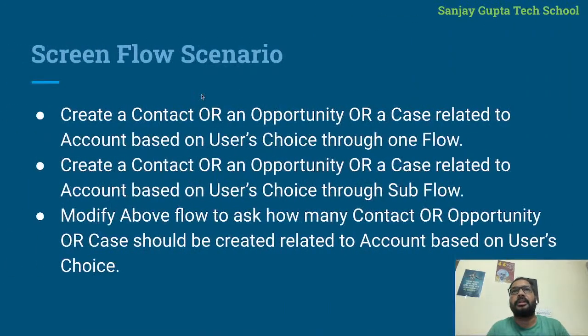Okay, so this is done. Now I'm going to explain the second type. The second use case says to implement the same things but through subflow. So what will happen? We will have 4 different flows. One will have the object selection options, and the other 3 will have contact creation, opportunity creation, and case creation.